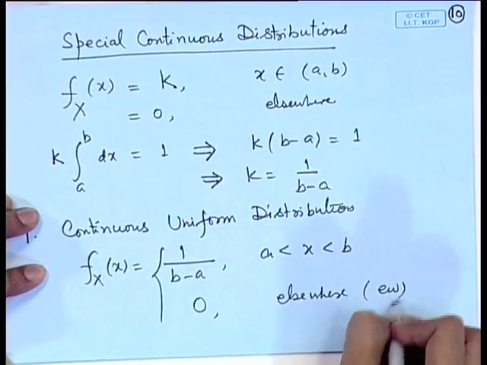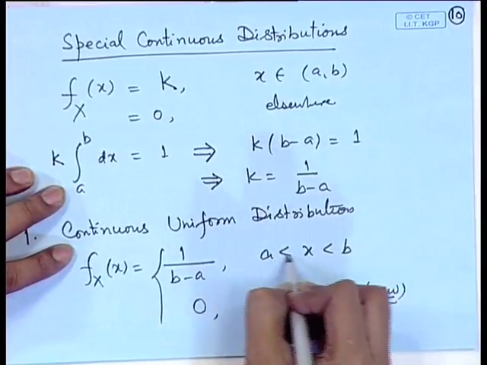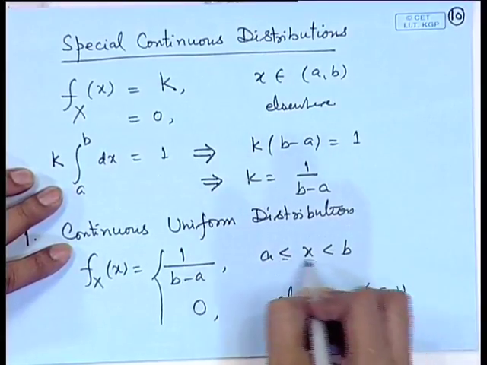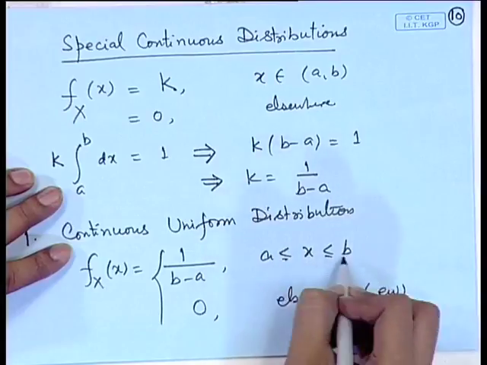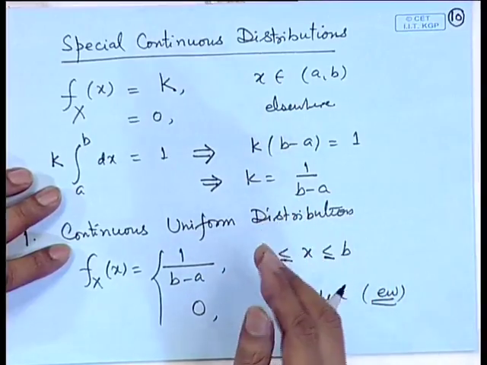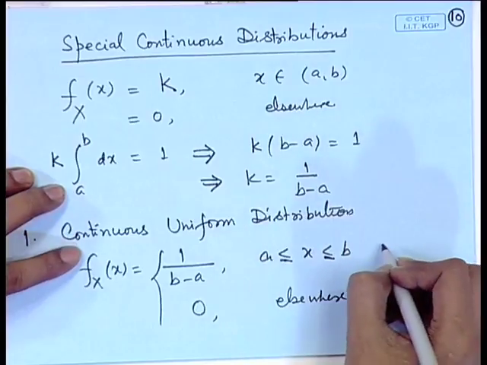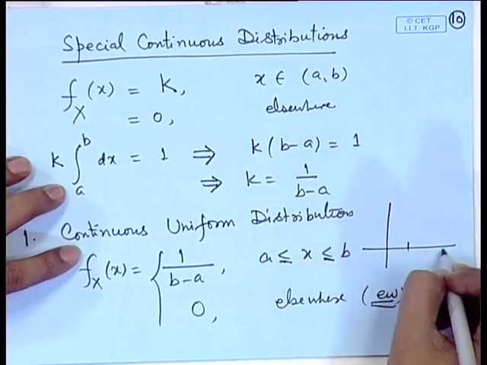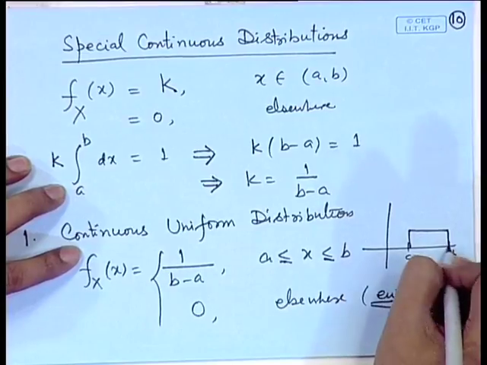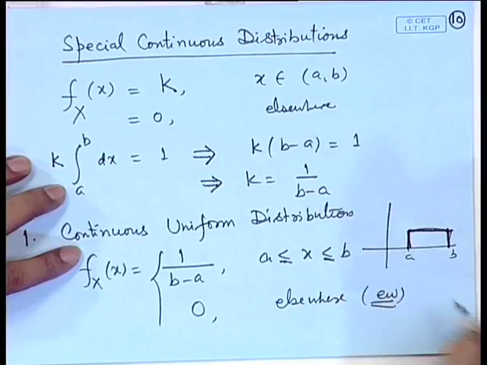We will use the notation EW for writing elsewhere. Of course, here it is immaterial whether we use strict inequalities or we use less than or equal to at some points, because the probability of a point is 0. So, in a continuous distribution, inclusion or exclusion of a point does not make any difference. If you look at the shape of this distribution, suppose a and b are here, then 1 by b minus a is this. So, it is a plateau kind of thing, the continuous uniform distribution.